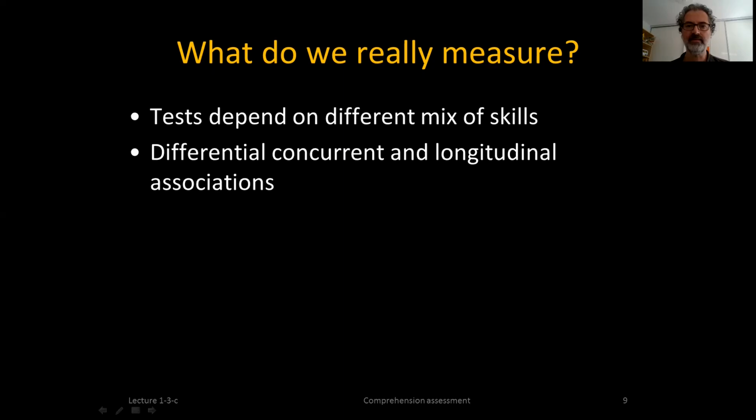Different kinds of tests have also differential, concurrent, and longitudinal associations. That means that performance on a closed test of comprehension and performance on a multiple choice test of comprehension have different correlations with other reading and language skills.